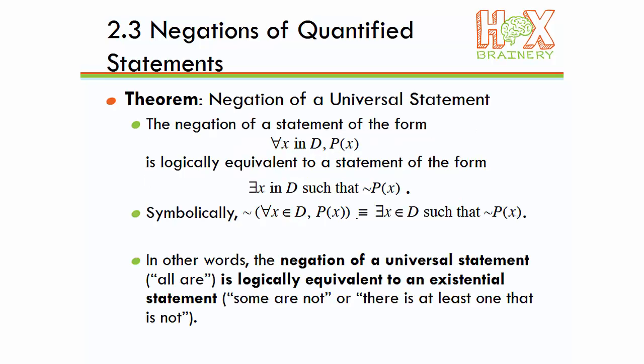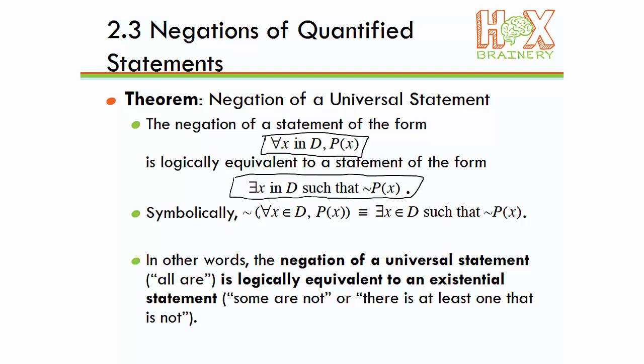We're going to go over a couple of theorems. Negation of a universal statement. The negation of a statement of this form here, for all x in D, P of x, is logically equivalent to a statement of this form here: there exists an x in D such that not P of x.